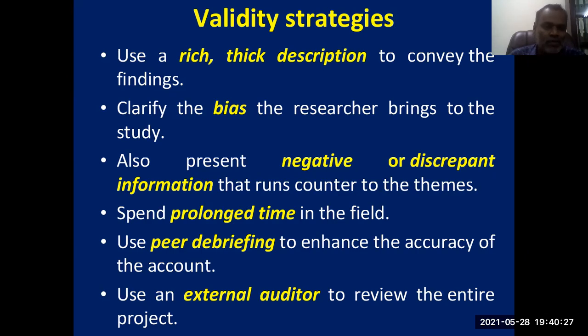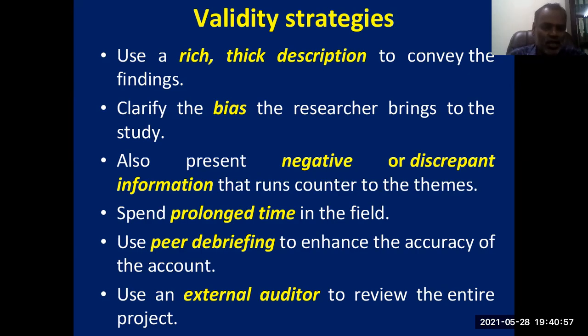So it's better to explain the scope for bias from the researcher side, and also present negative or discrepant information that runs counter to the theme. Don't omit certain discrepancy or negative information in your study. It also needs to be informed to the readers. They have to decide whether it is necessary or unnecessary.